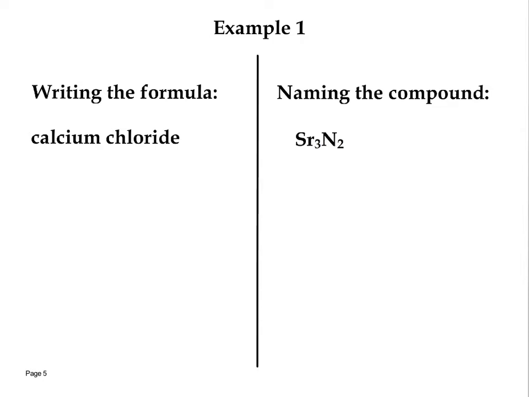So I'm going to start over here on the right side of your screen where we talk about naming the compound. For the most part, naming the compound is quite simple. All I have to do is recognize what two elements there are in the compound. So the first element is going to be strontium, and the second element is nitrogen.